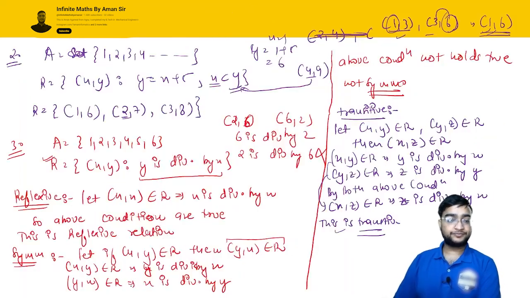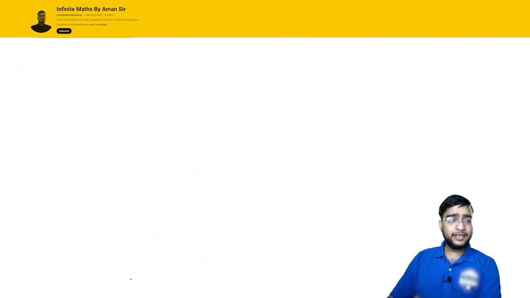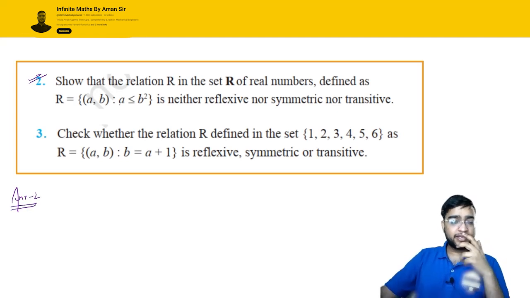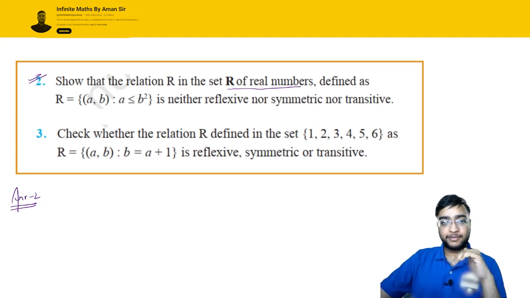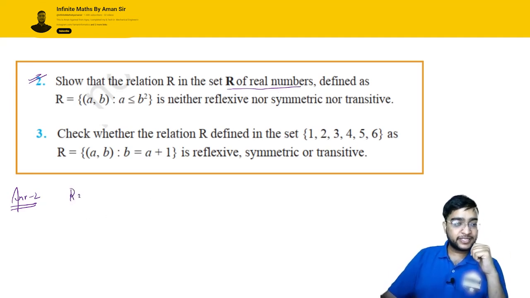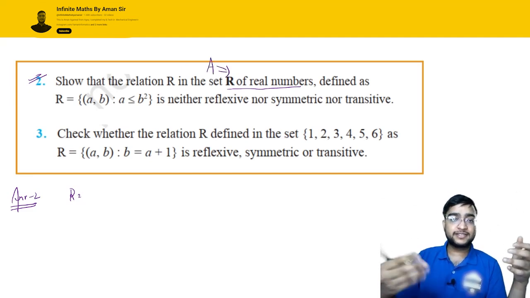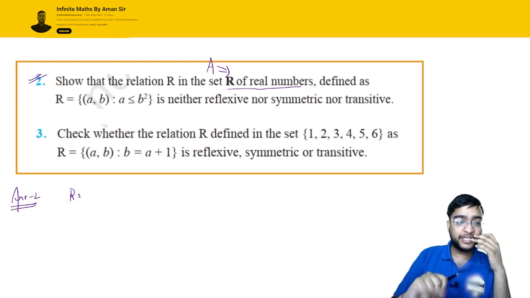Okay, let's see some other questions. The second question is also from the NCERT. Show that the relation R in the set R of real numbers is defined as follows. The set A is the set of all real numbers, that is, all the numbers which exist in real form are taken for the set.